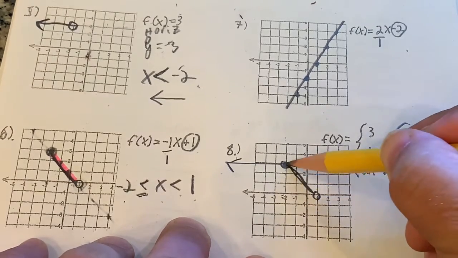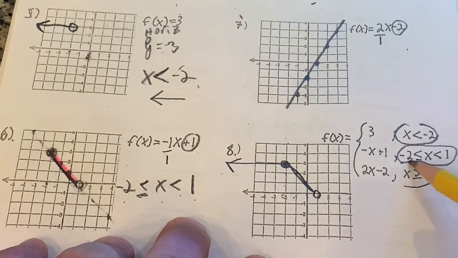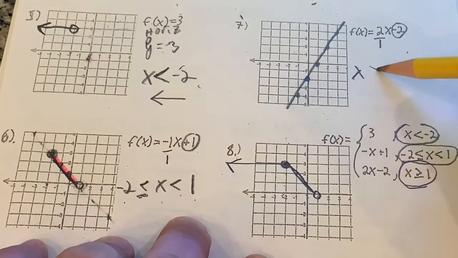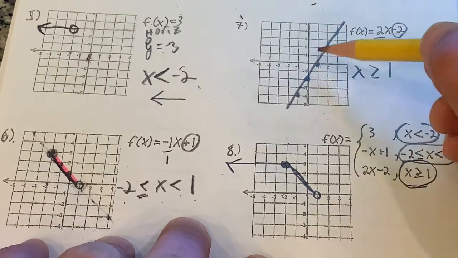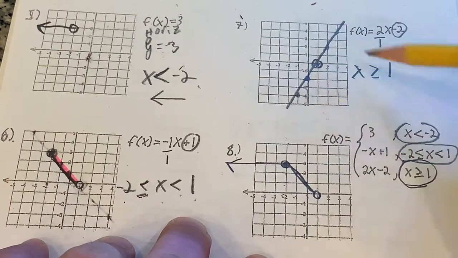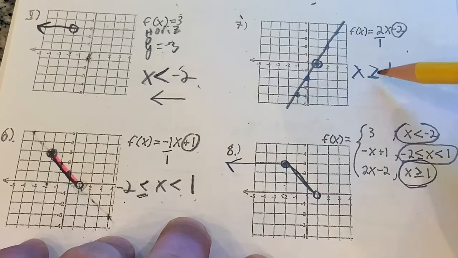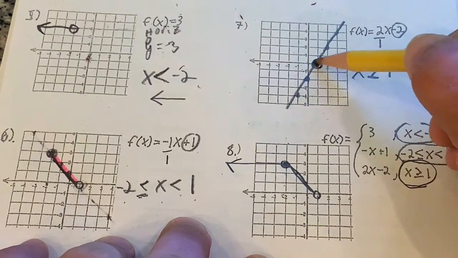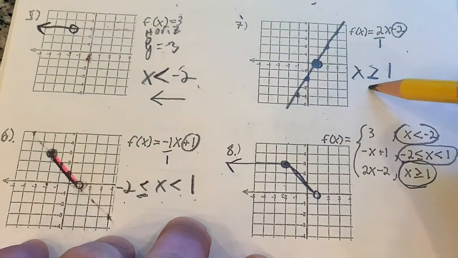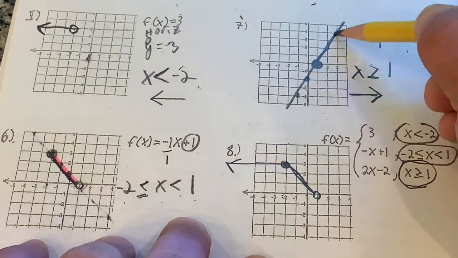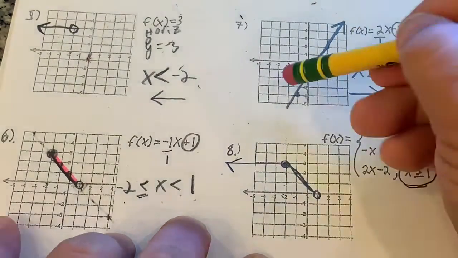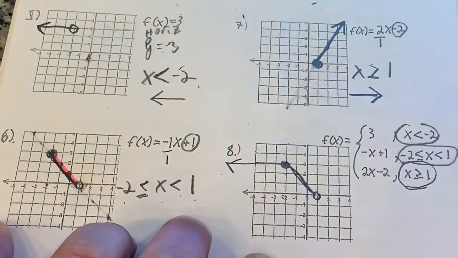That's my second piece. My third piece, the domain restriction says that x is greater than or equal to 1. So I go to 1 on my axis, and notice, I'm on the curve there. I fill in the dot because there's a line underneath the inequality. So it's a closed circle. I can make an arrow out of that, and it points to the right. So I'm only concerned about this piece that goes to the right. So I'm going to get rid of what's to the left.